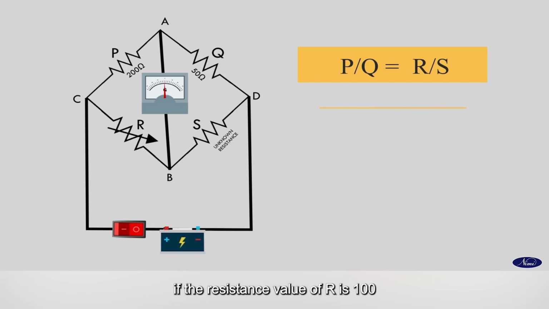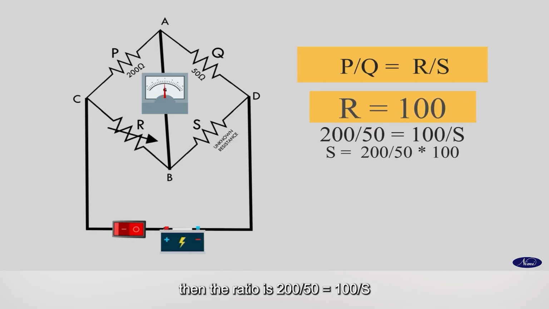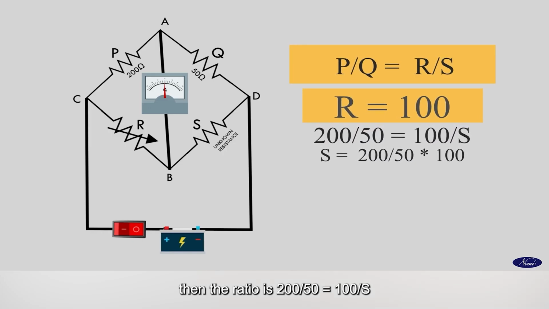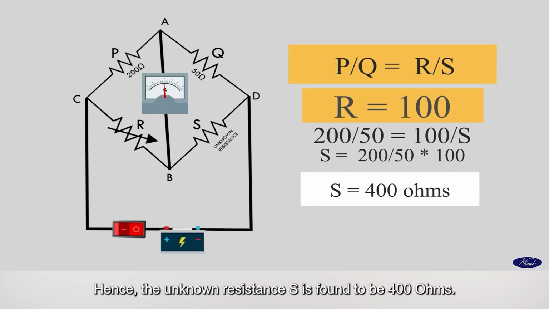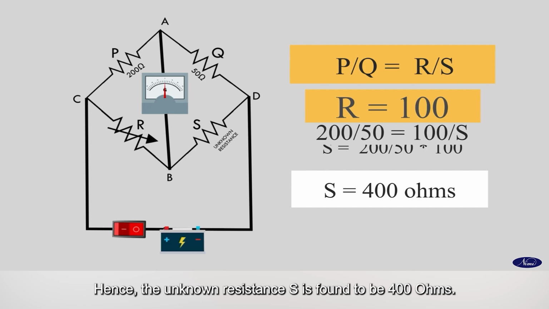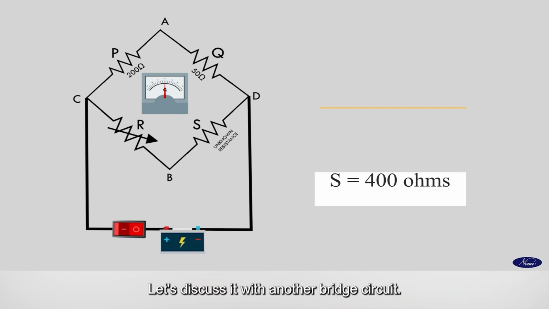If the resistance value of R is 100, then the ratio is 200 upon 50 equal to 100 upon S. S is equal to 200 upon 50 into 100. S is equal to 400 ohms. Hence, the unknown resistance S is found to be 400 ohms.